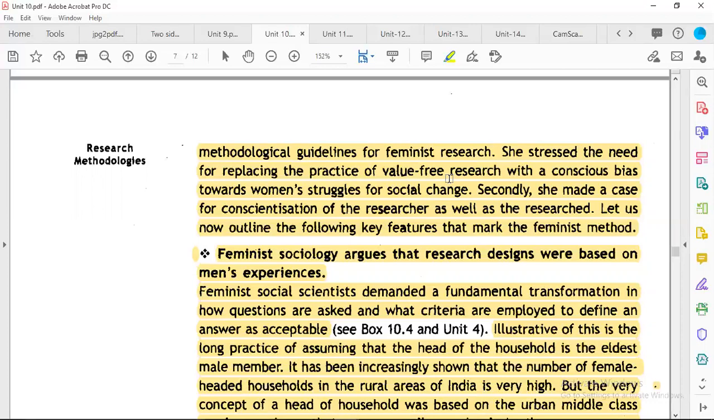So, according to Maria Mies, the research method of the feminist approach should be biased towards women, because what we know as value-free is not value-free in reality. We already knew that. And the second is she made a case for conscientization of the researcher as well as the research: we have to know the whole thing to understand it better, to describe it better, to analyze it better. So the researcher and the research subject should be conscientized.